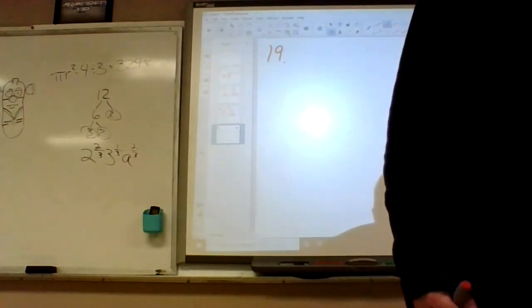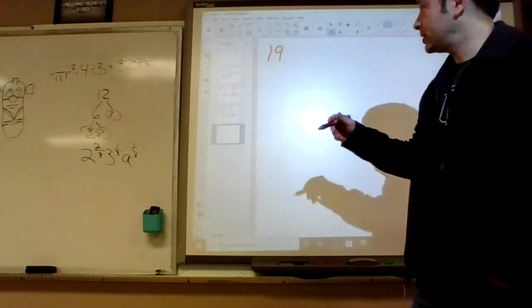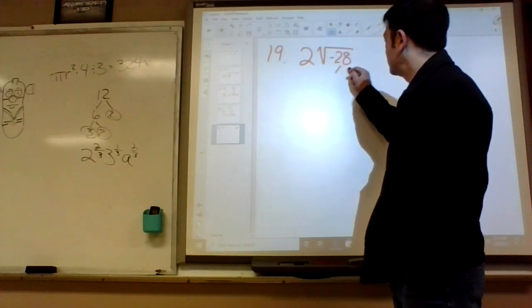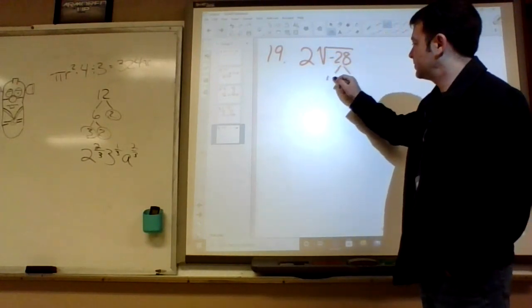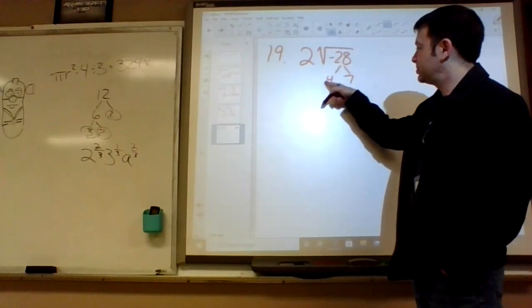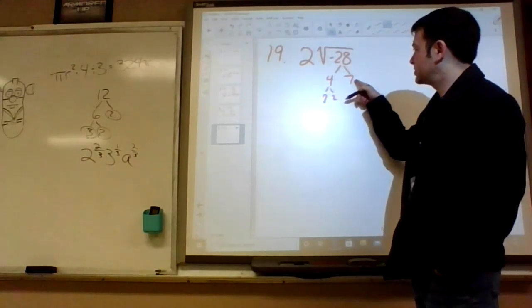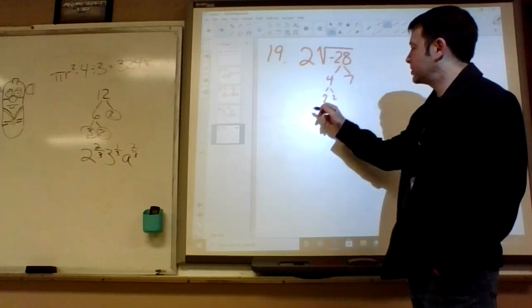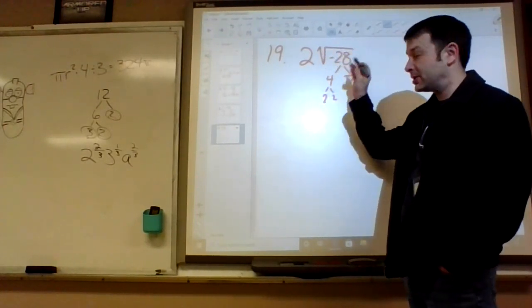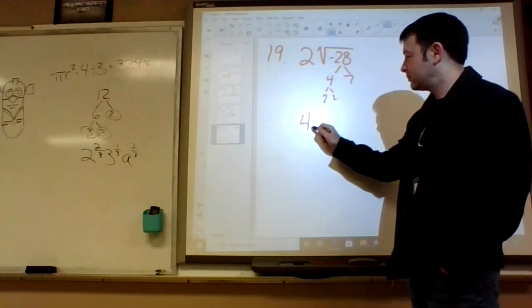Number 19. 2 square root of negative 28. 28 is 4 and 7, right? So this is 2 square root of 7, so it's 2i square root of 7. What's 2 times 2i square root of 7? 4i square root of 7.